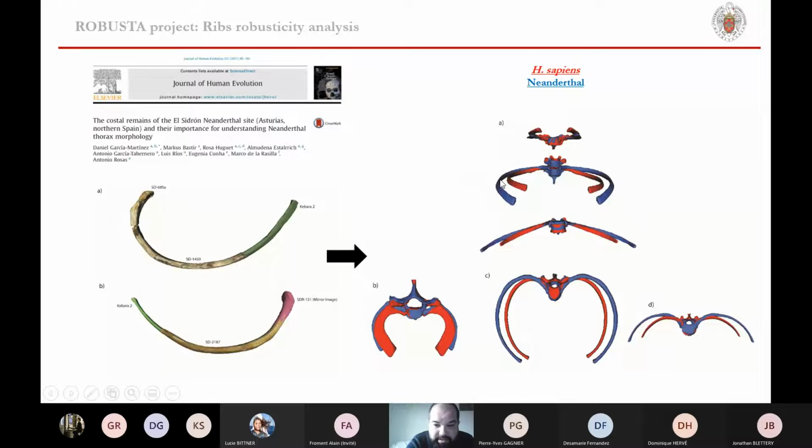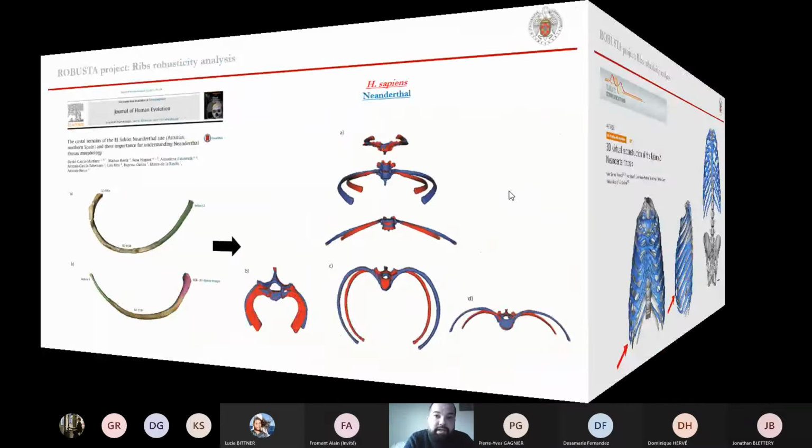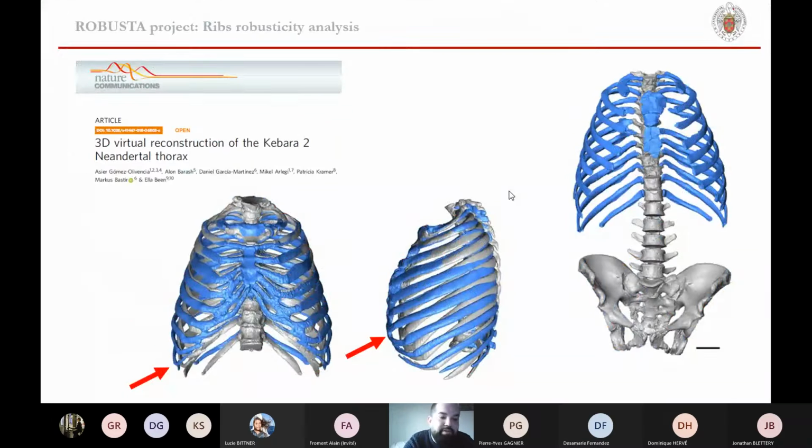Specifically, we see here in blue color Neanderthals and in red color modern humans, and we see that the Neanderthal ribcage was probably wider and maybe deeper, as you can see in here, but specifically wider in this central lower part. This allows us also, in collaboration with Asier Gomez Olivencia, to reconstruct the Neanderthal thorax morphology of the Guevara-2 Neanderthal, confirming that, again, the Neanderthal ribcage was deeper, as you can see here in lateral view, but it was also wider, as you can see here in frontal view.